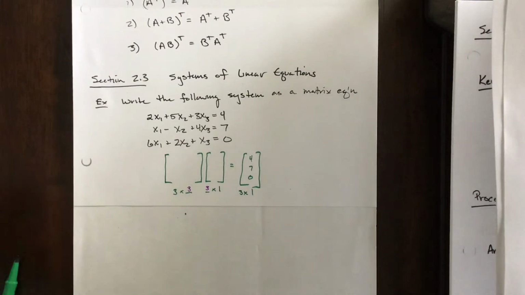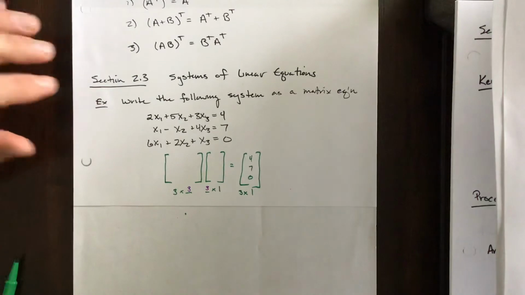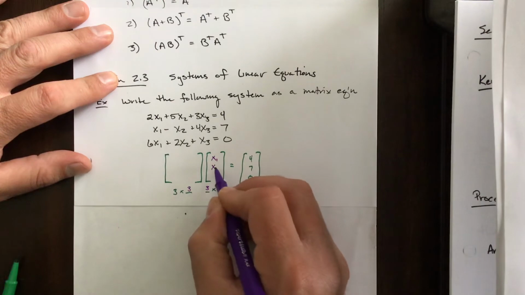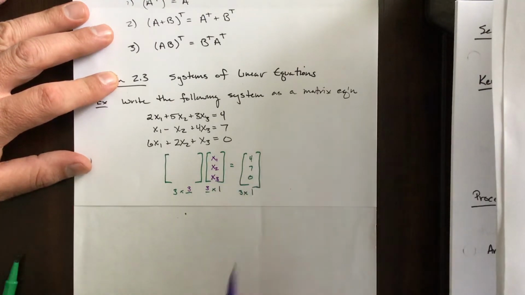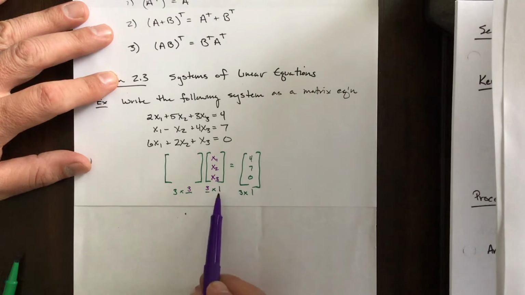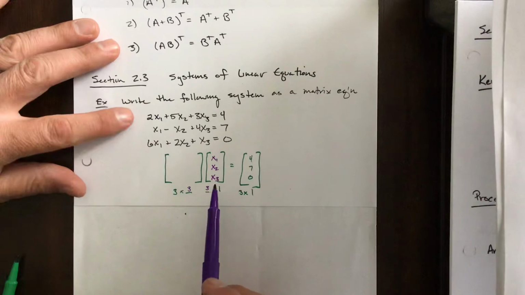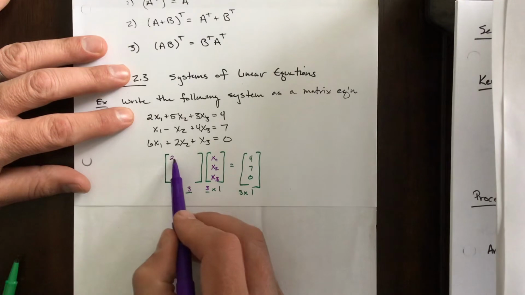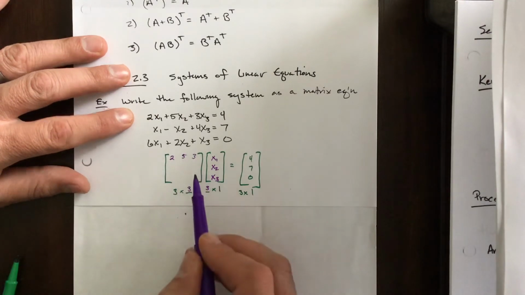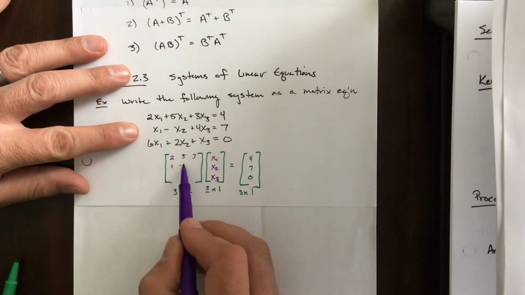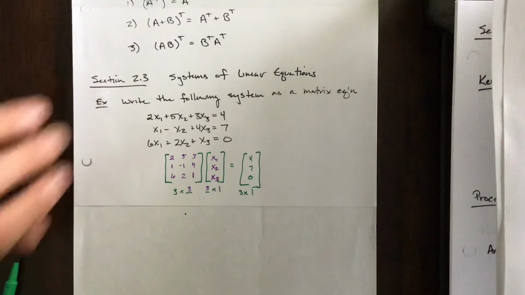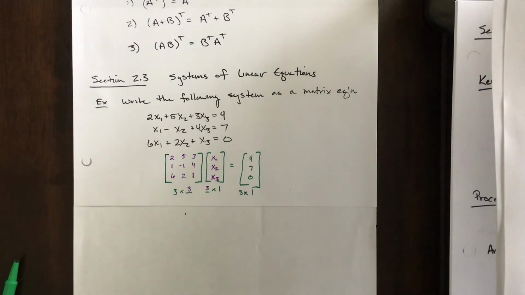Now, what goes in here? I'm just going to jump to the answer without making you discover it. The unknowns go in the 3 by 1 matrix, so that's x1, x2, and x3. And the coefficients on each of the unknowns go in the 3 by 3 matrix. So that's 2, 5, 3, 1, negative 1, 4, 6, 2, 1. And you should check your work.